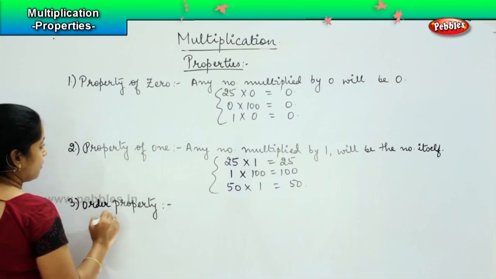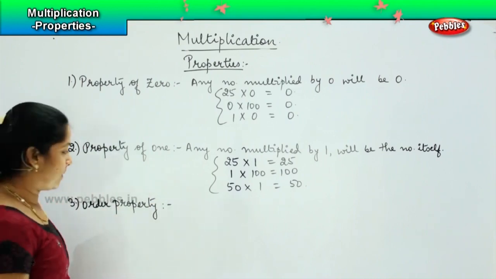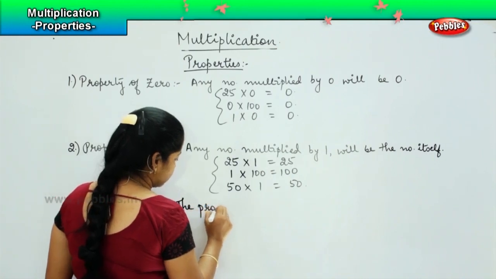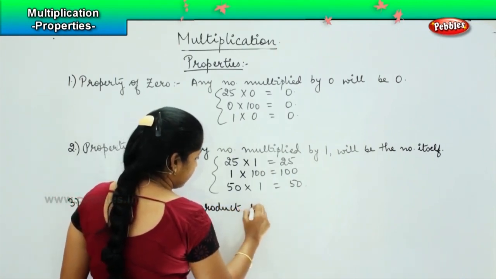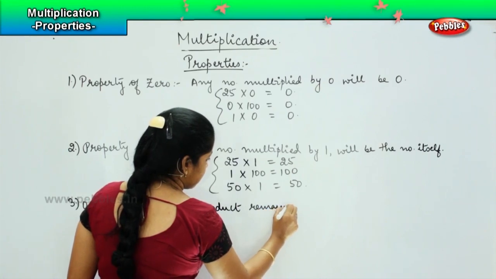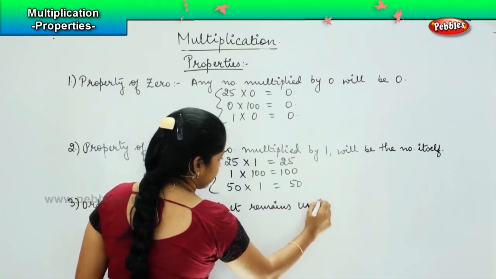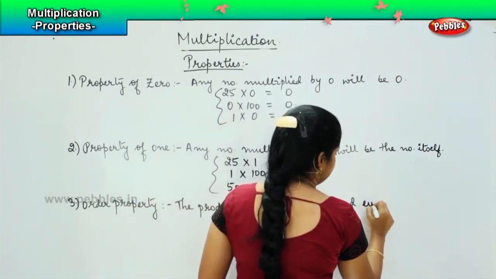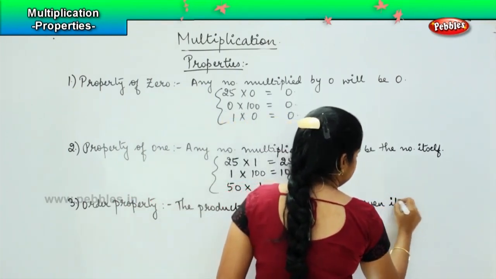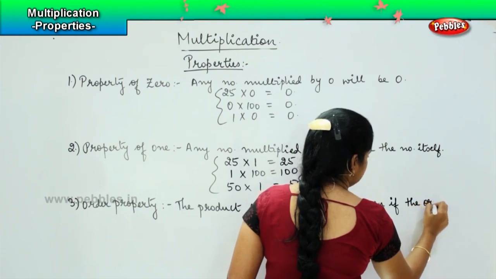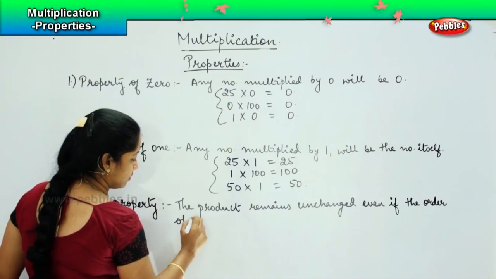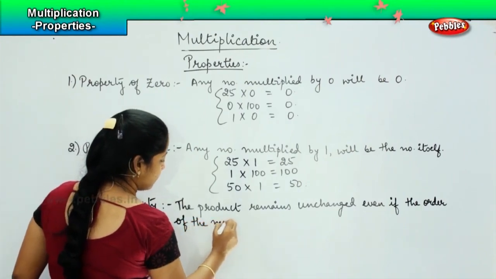So what does the order property say? The order property says that the product remains unchanged even if the order of the multiplicand changes.